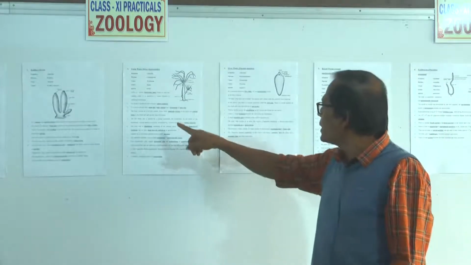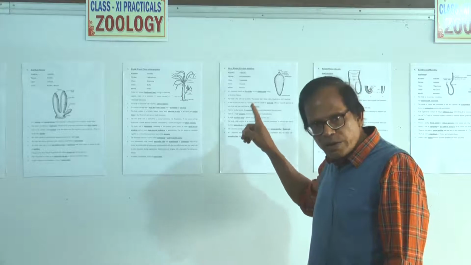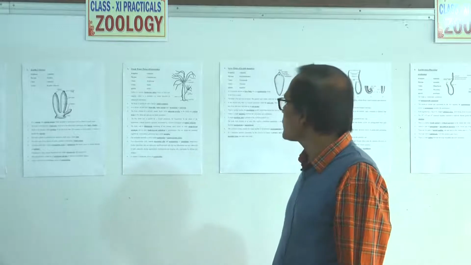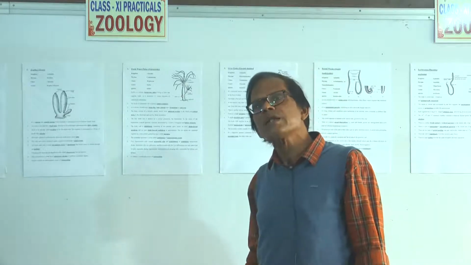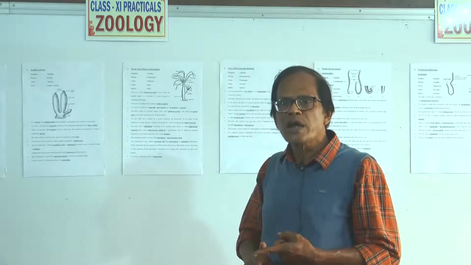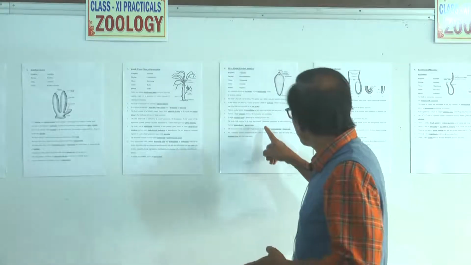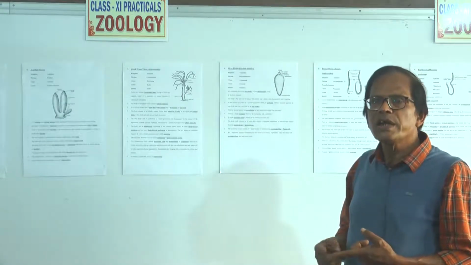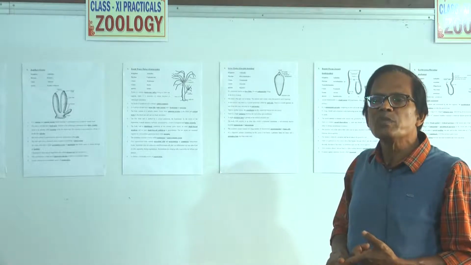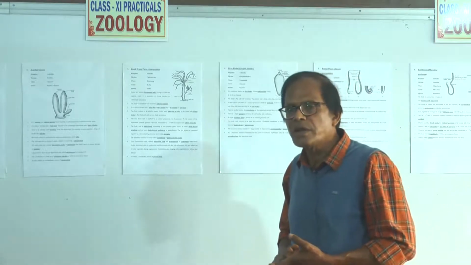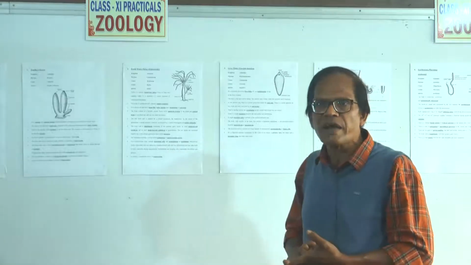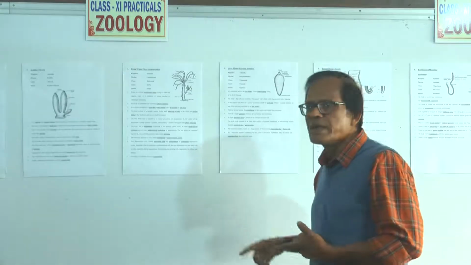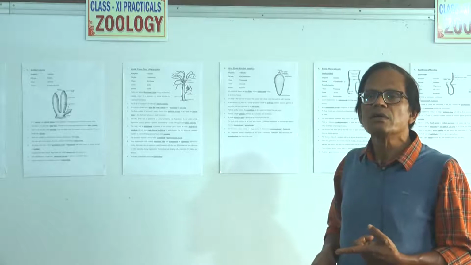Recall the case of Hydra. In Hydra, the ectoderm and endoderm are cemented together by a non-cellular gelatinous layer. But here, the outer ectoderm is cemented to the inner endoderm by a mesenchyme. The mesenchyme is a cellular layer. The difference between mesoglea and mesenchyme is mesoglea is a non-cellular gelatinous layer, while mesenchyme is a cellular layer.